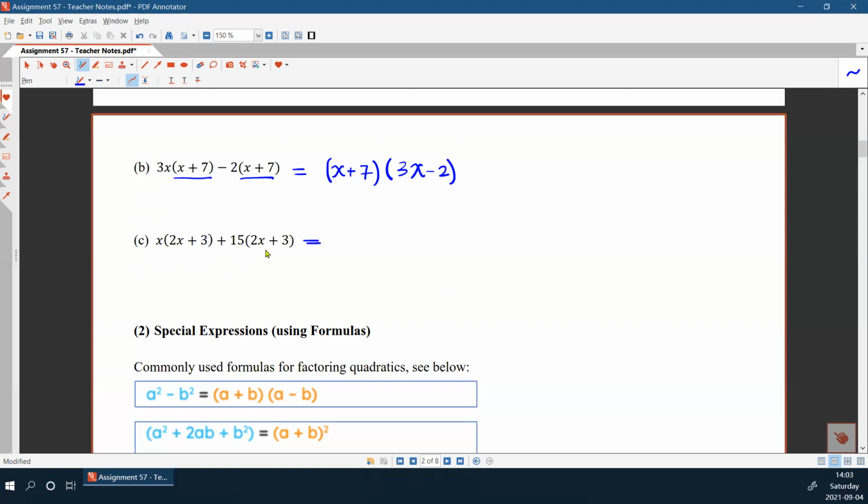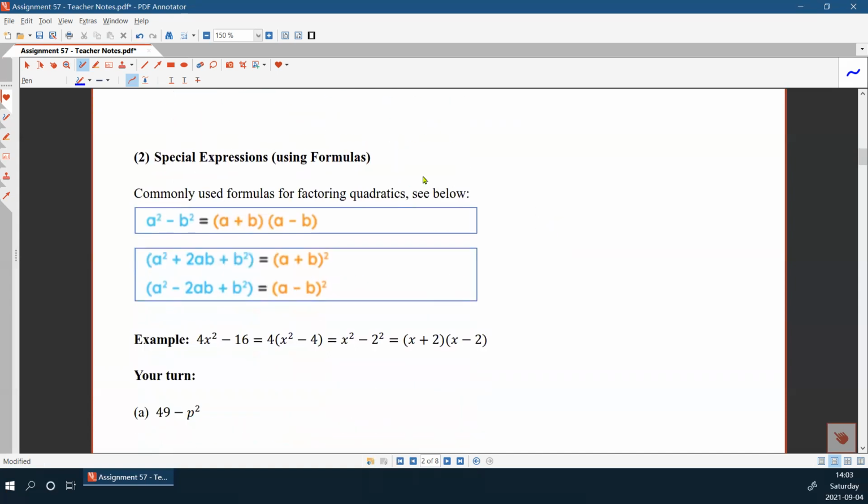Okay, next, as you can see here, 2x plus 3 is the greatest common factor, right? So put 2x plus 3 times x plus 5, right? So remember, first of all, do check if there is a common factor. If there is, you can just put the common factor in front, okay?